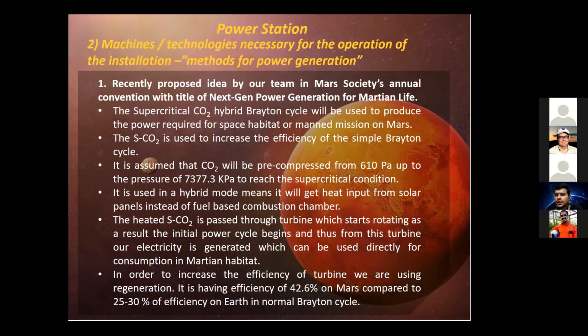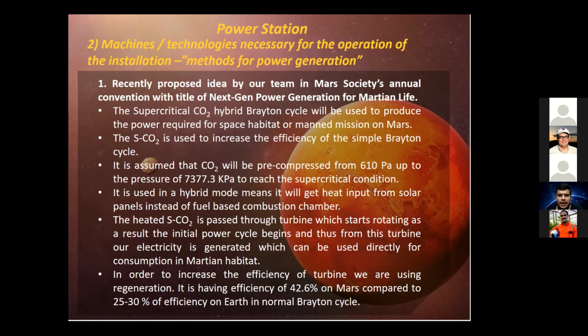Basically, it is the supercritical condition for carbon dioxide. So we are basically assuming that the CO2 will be pre-compressed to this much pressure by the use of a diffuser or some other kind of technology.